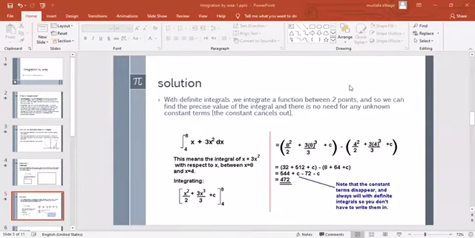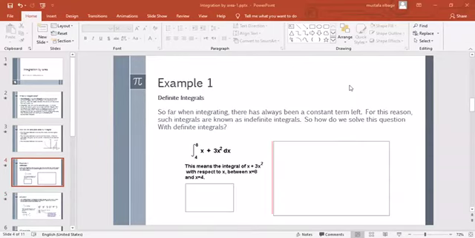Previous slide, please. So how do we solve this question with definite integrals? Now this question, we read it as the integral of x plus 3x squared with respect to x between x equals 8 and x equals 4. Next question.